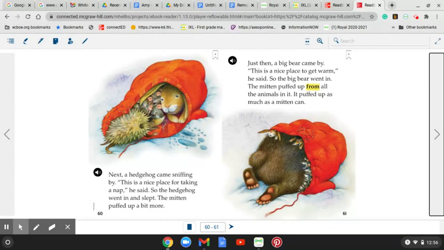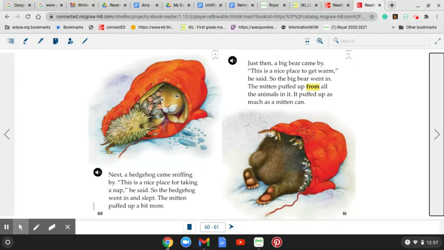And just then, a big bear came by. "This is a nice place to get warm," he said. So the big bear went in. The mitten puffed up from all the animals in it. It puffed up as much as a mitten can. Oh my, look at that mitten. Does it even look like a mitten anymore?